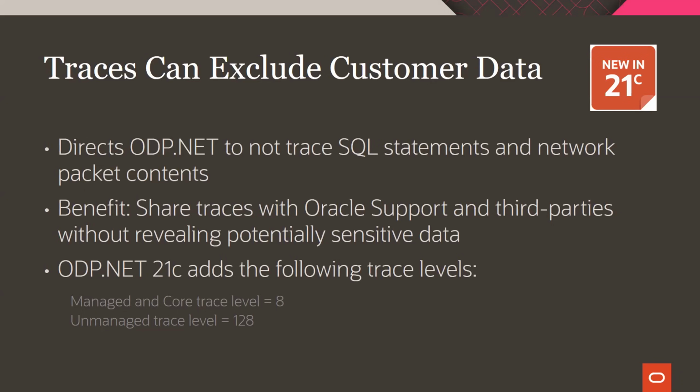So what ODP.NET will have in 21c is a new tracing level to allow you to redact SQL statements and network packet contents, so that those won't be traced. Nowadays, a lot of customers do that manually, which is a bit painful, but this will make it much easier to share these traces outside your team, or to get a trace without the information if you're not supposed to see it yourself. So it makes it easier. This will be trace level 8 if you're using managed ODP.NET or ODP.NET Core, or trace level 128 for unmanaged.